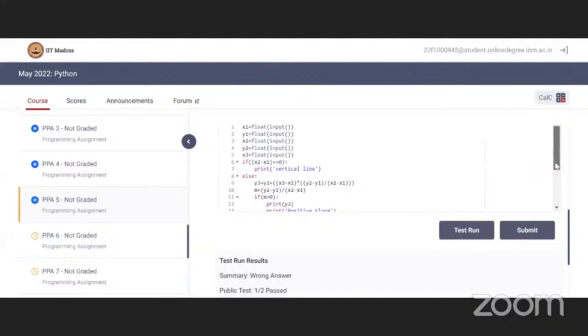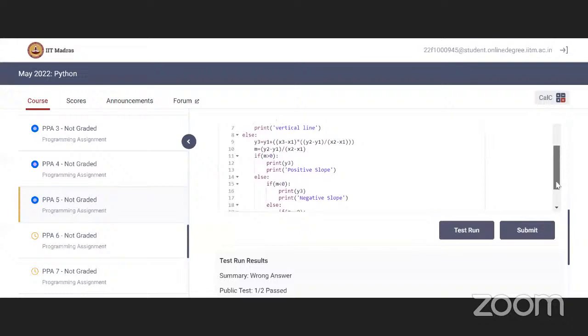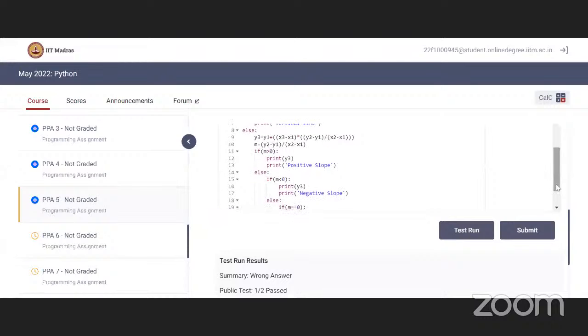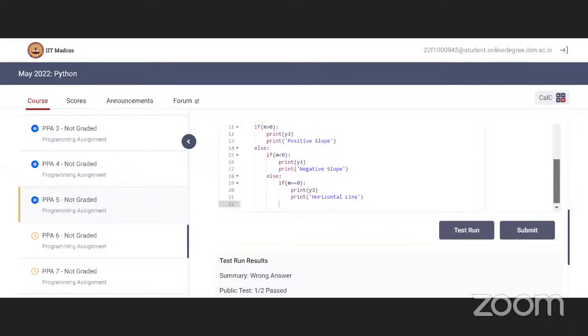If x2 minus x1 is equal to 0, then print vertical line. All right. Otherwise, y3 equals y1 plus x3 minus x1 times y2 minus y1 by x2 minus x1. M equals y2 minus y1 by x2 minus x1. Correct. If M is greater than 0, print y3, print positive slope. If M is less than 0, print y3, negative. If m equals 0, print y3, horizontal line.